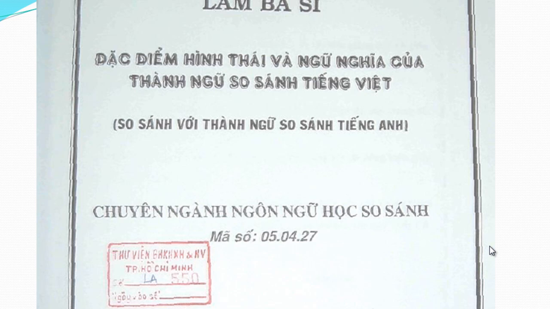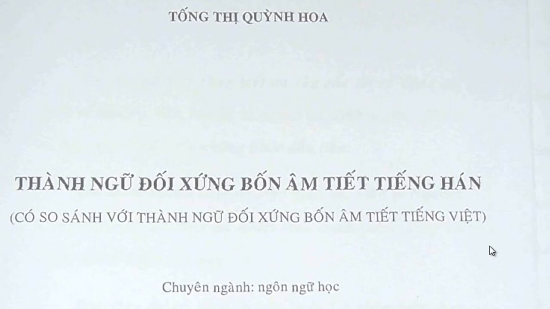What is the TC here? Form and meaning of comparative idioms. English and Chinese, English and Vietnamese. Like as strong as an ox. Right? As quick as lightning. What is the TC of the thesis?